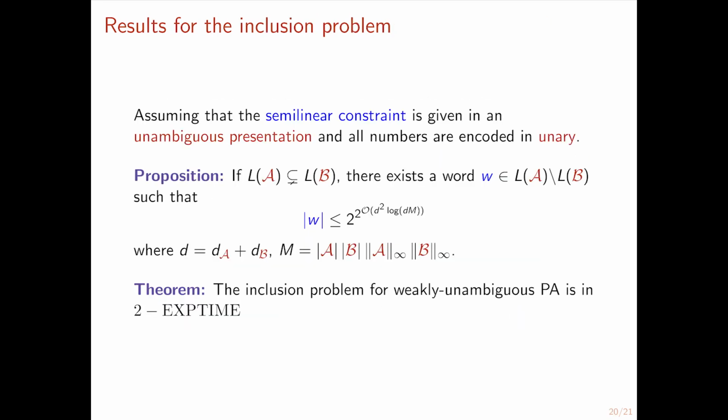After doing all this analysis, we obtain the following bound for the smallest witness of strict inclusion. Of course, we need to fix a representation for the semilinear set, and in this paper we assumed that the semilinear set was given under an unambiguous representation, and that the vectors of the Parikh automata were coded in unary. With these restrictions, the bound is doubly exponential in the dimension d, and if we fix the dimension of the Parikh automaton, it is simply exponential in the size of the automata. From this proposition, using dynamic programming to compute the number of accepting words, we can derive a 2EXPTIME algorithm to decide inclusion for weakly-unambiguous Parikh automata.